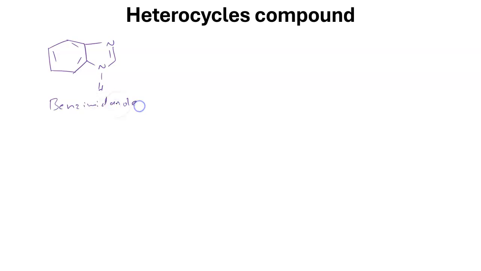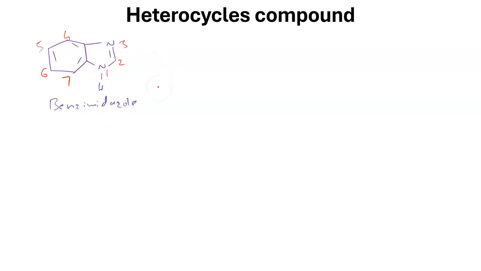As this ring is an azole, it means it is a nitrogen-containing 5-member ring, an imidazole ring, which is fused with the benzene ring. So the name of this compound will be benzimidazole. Numbering will start from the nitrogen which is containing the hydrogen: 1, 2, 3, 4. Leave these bridge carbons: 5, 6, 7.